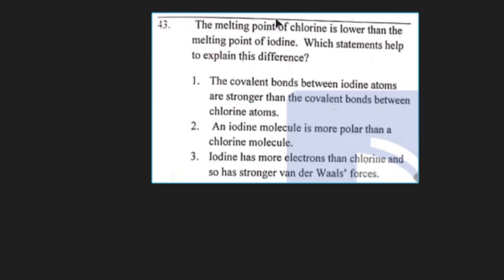Question 43. The melting point of chlorine is lower than the melting point of iodine. Which statements help to explain these differences? First of all, we talk about boiling points, determined by the intermolecular forces. So intermolecular forces determine boiling point. So we're mainly going to focus on the intermolecular force between the molecules. We are going to see that iodine has more electrons than chlorine and so has stronger van der Waals forces. So our best option is option 3 alone. 1 and 2 are not really involved for boiling point. Hence, our answer is D.